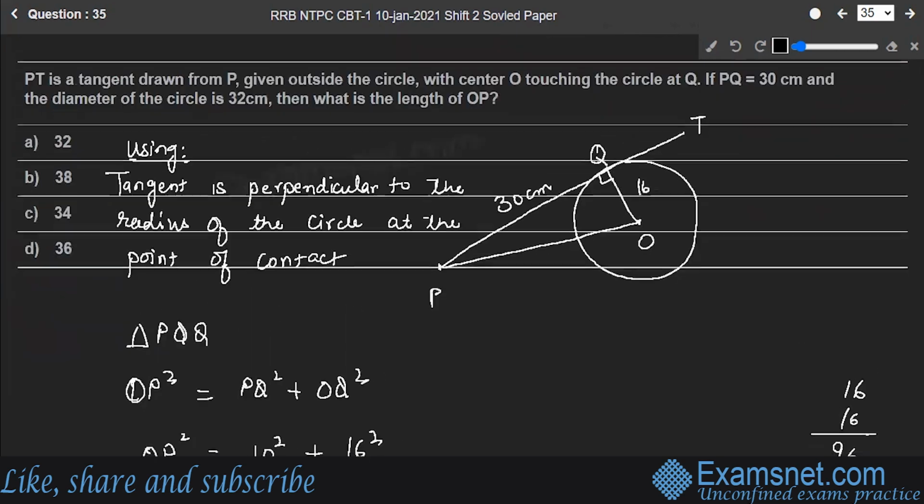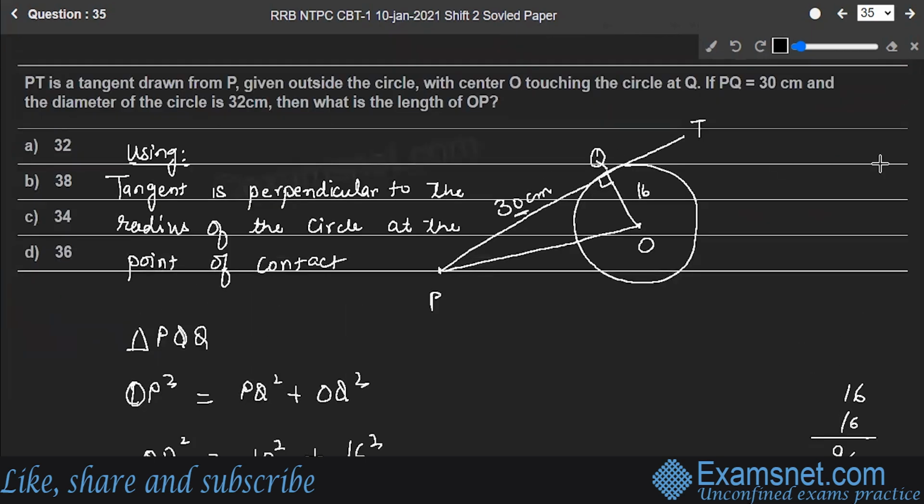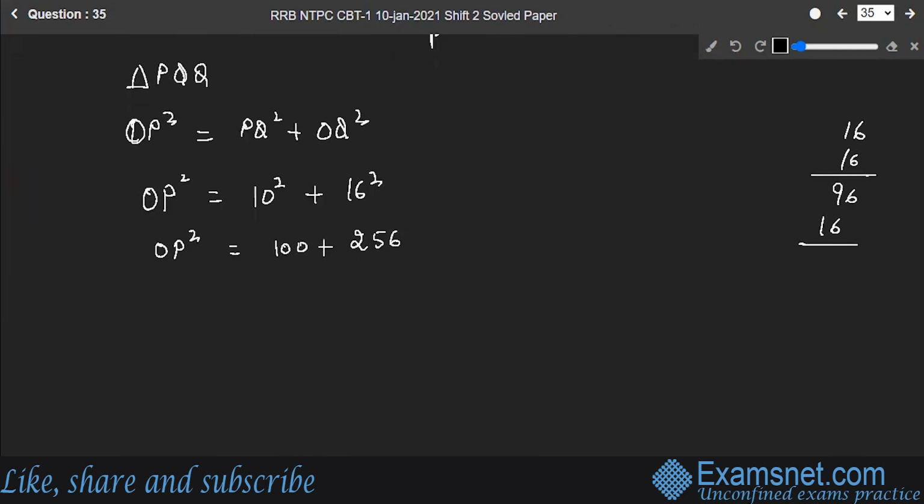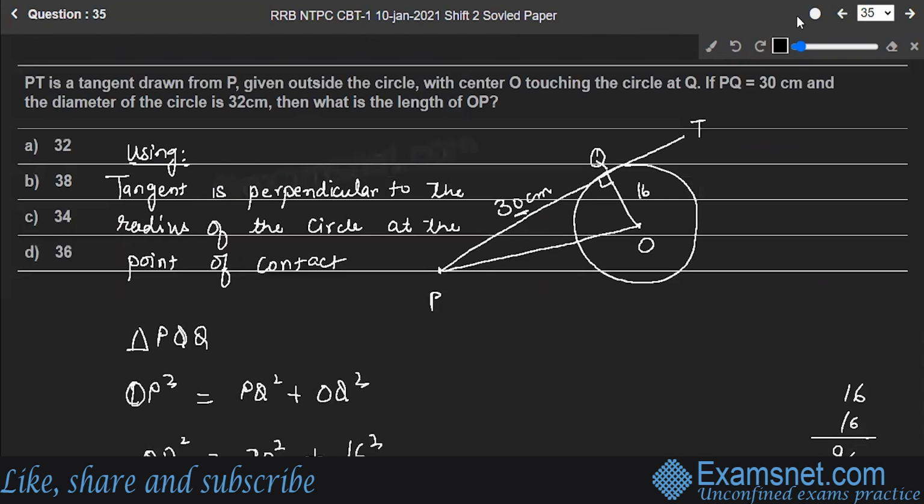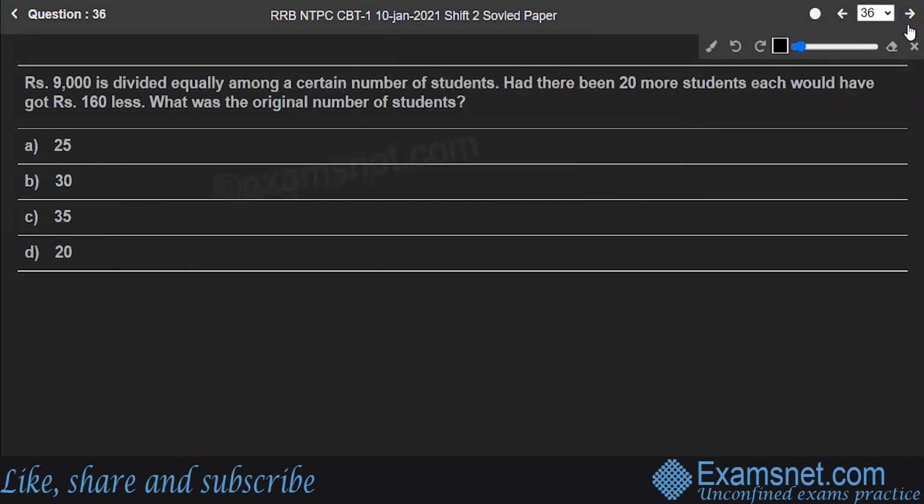Okay. Sorry, this is given to you as 30, not 100. This is a mistake. So 900 will be equal to 1156 minus OP square. So OP will be root of 1156, that is equal to 34 centimeter. So OP is equal to 34 centimeter. This is what we needed in the question. Option C is the correct answer to this question. Hope you understood. Next is question number 36.